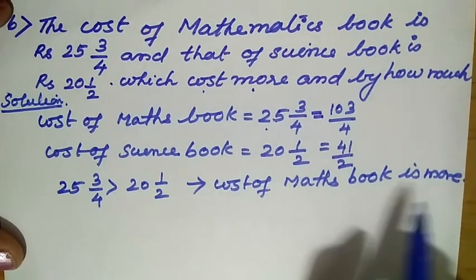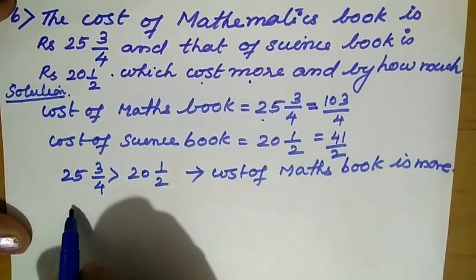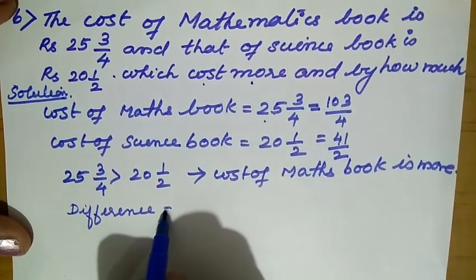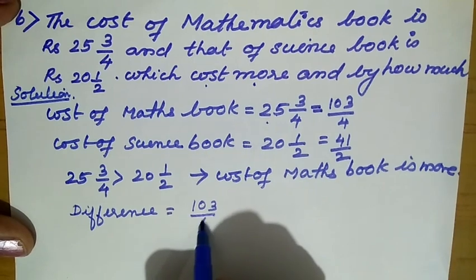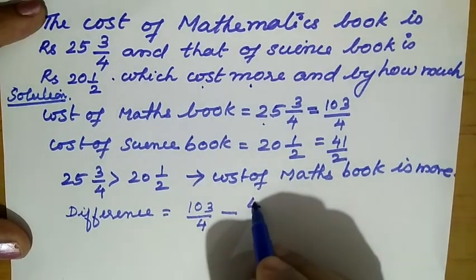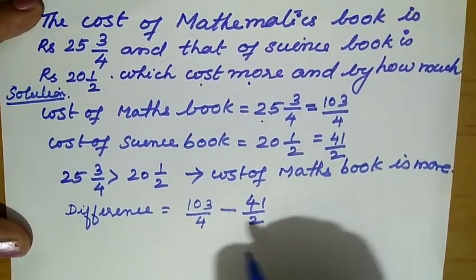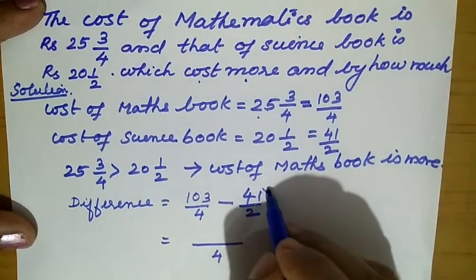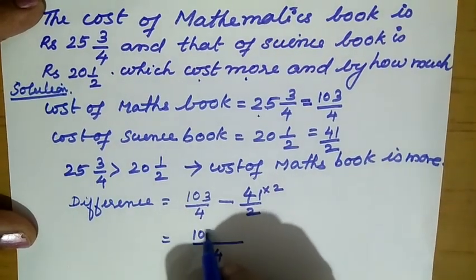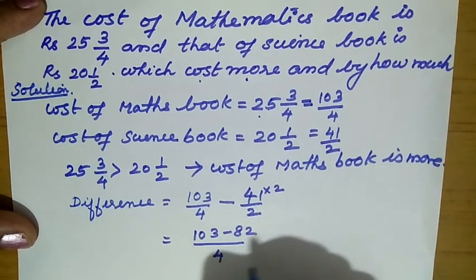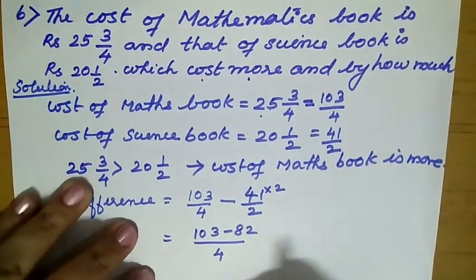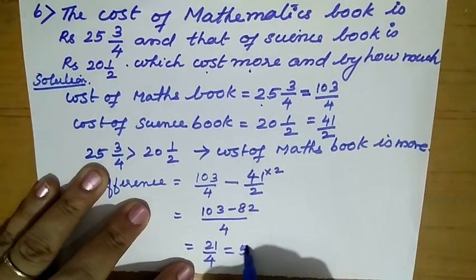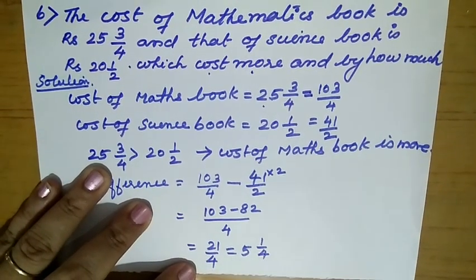So by how much means we should find the difference. So difference is equal to 103 by 4 minus 41 by 2. It's an easy LCM for you, 4. So here we should multiply: 103 minus 82 by 4, equal to 21 by 4, which is equal to 5 integer 1 by 4.